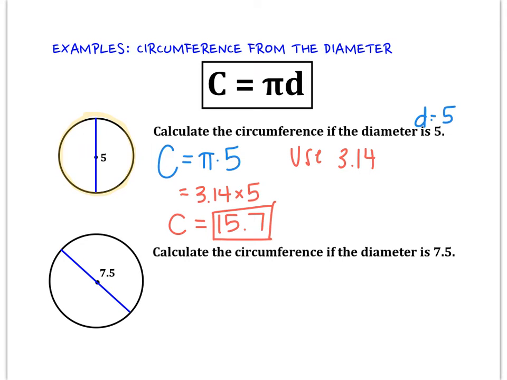Now it's important to note that let's say this was 5 inches. Circumference would also just be inches. It's just a distance, two-dimensional, no need to square it or anything like that.